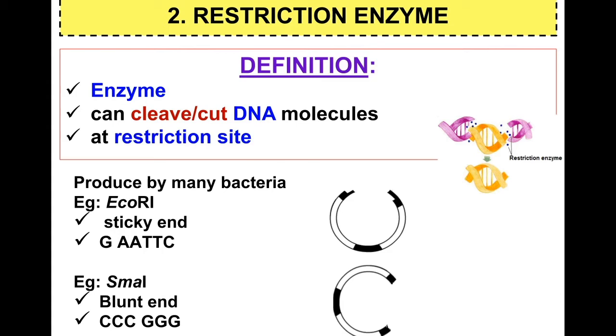EcoR1 recognizes the sequence of GAATTC, and it will cut the sequence within the G and A to produce the sticky end. The second example of restriction enzyme is SmaI. SmaI recognizes the sequence of CCCGGG, and it will cut the sequence within the C and G to produce the blunt end.